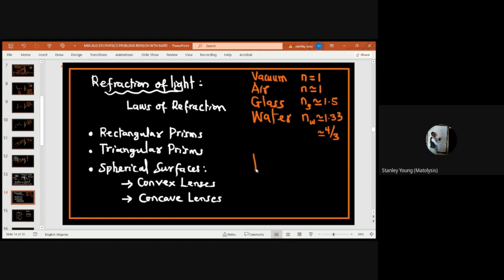Absolute refractive index generally means the speed of light in vacuum over the speed of light in a given medium. So please take note of that. Since speed of light is greatest in vacuum, we expect the value of n to be greater than 1 for most cases. The worst case scenario, it should be 1. It should never be less than 1. So absolute refractive index cannot be less than 1.